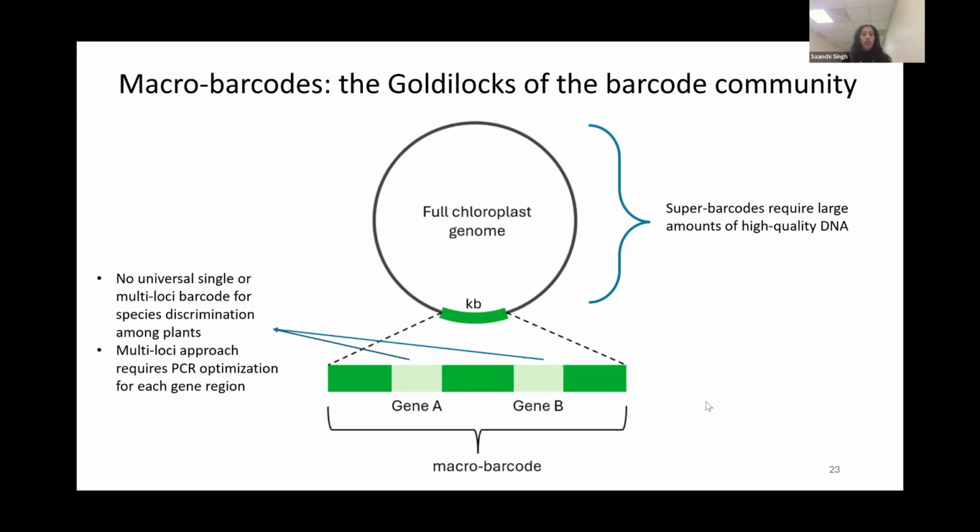This circumvents the need to optimize multiple PCR reactions from multiple gene regions, which is often required for plants because there is no universal plant barcode. And you also don't need large amounts of high-quality DNA, which is often required for super barcodes. So I like to think of the macro barcode sort of as the Goldilocks of all the barcodes.